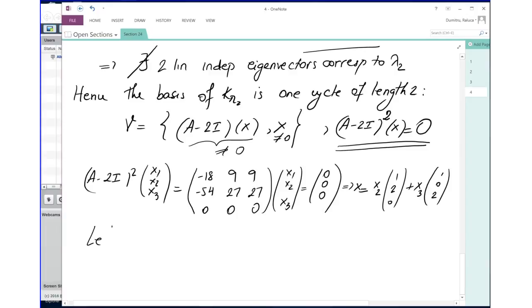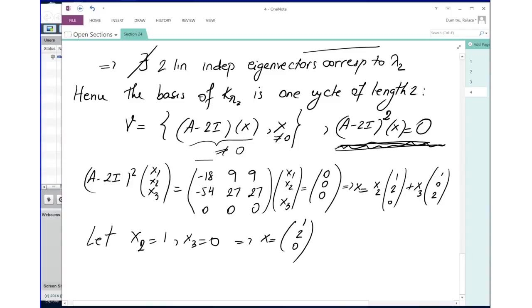x2 and x3 could be anything. You just choose one of them. You just need one non-zero vector. Choose whatever you want. Let's say x2 is 1, x3 is 0. So I'm getting away with this vector, which has this property here, that the second power applied to x gives you 0.